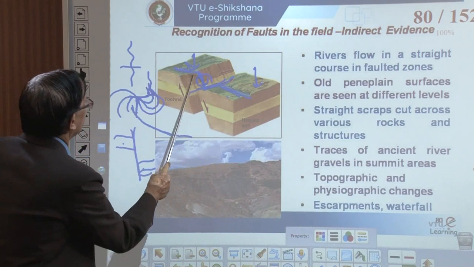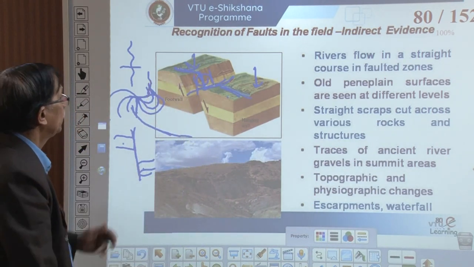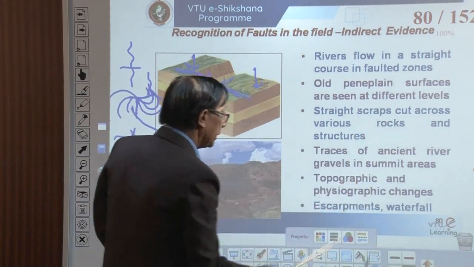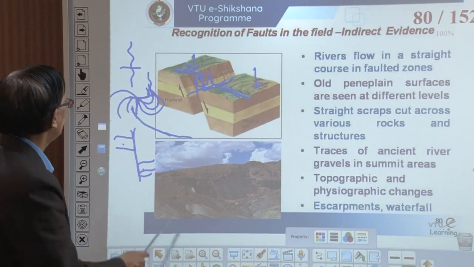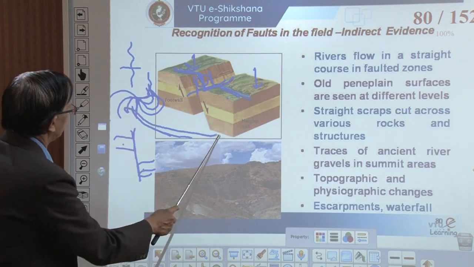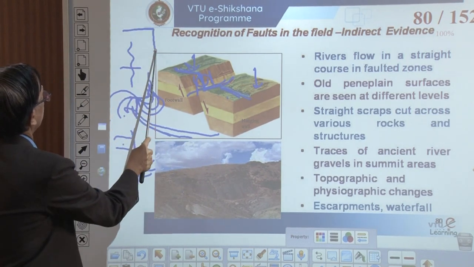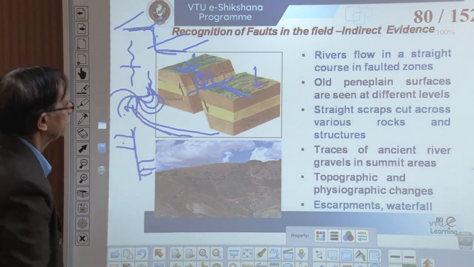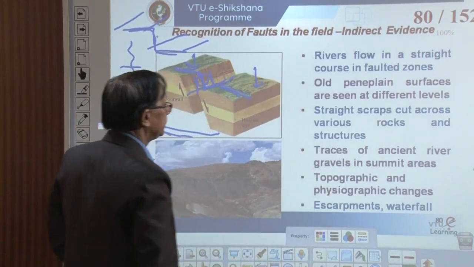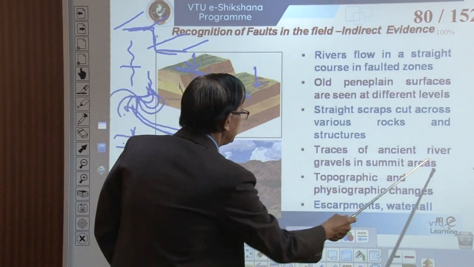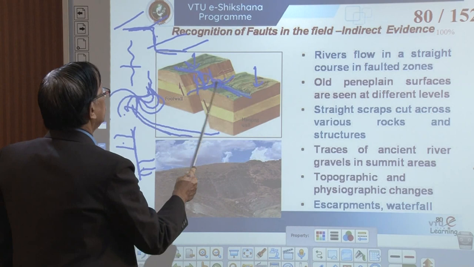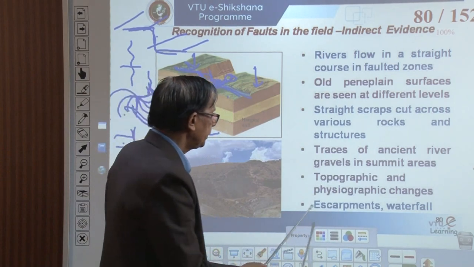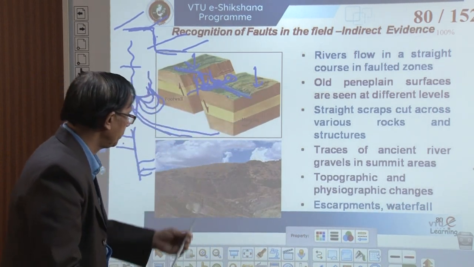Straight scarps like Gokak, or in the west along many river waterfalls, where you have a steep cut, are again an indication of a fault plane. Otherwise, with the normal process of erosion, a smooth landform is formed. If we have a landform like this in three dimensions, then we have an escarpment as a result of a fault. Traces of ancient river gravels across these are another indication. Topographic and physiographic changes, yes. Escarpment, yes. Waterfall, yes.